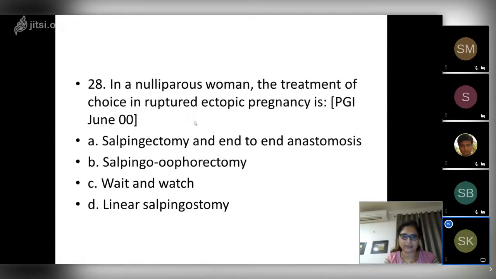Yes, students? Anybody? D. Are you there with me, all of you? D is actually not the right answer. See, we cannot do a linear salpingostomy when there is a ruptured ectopic. Linear salpingostomy can be done only when there is an unruptured ectopic.